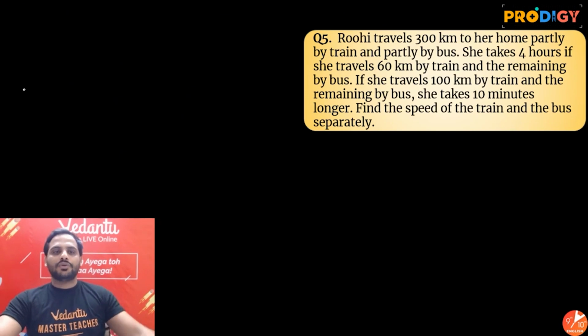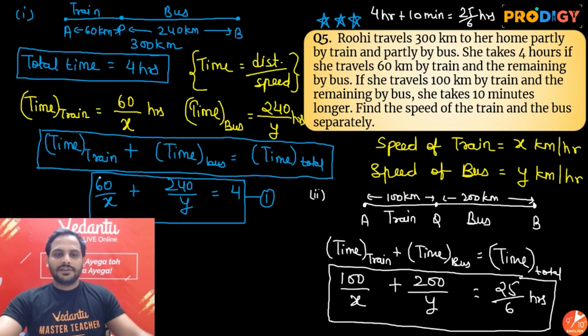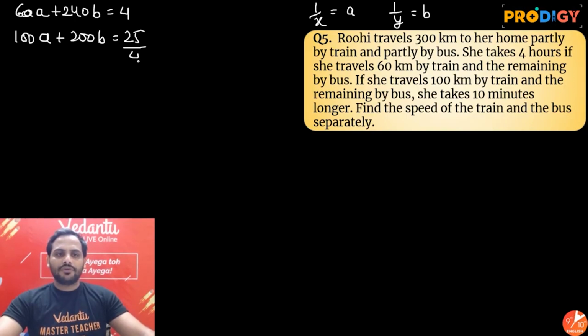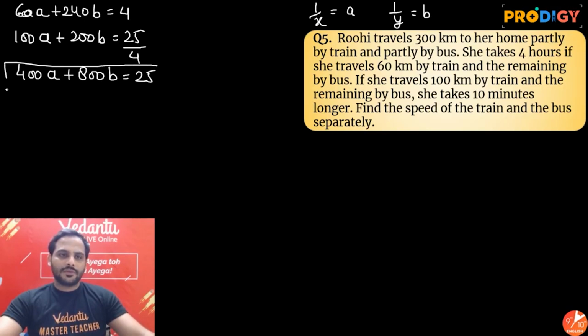So beta, now you know, since the equations are clear, take 1 by x as a and 1 by y as b. So first equation, 60a plus 240b is equal to 4. Second equation will be 100a plus 200b is equal to 25 by 6. If I shift 6 over there, it will be 600a plus 1200b is equal to 25. This is the equation.